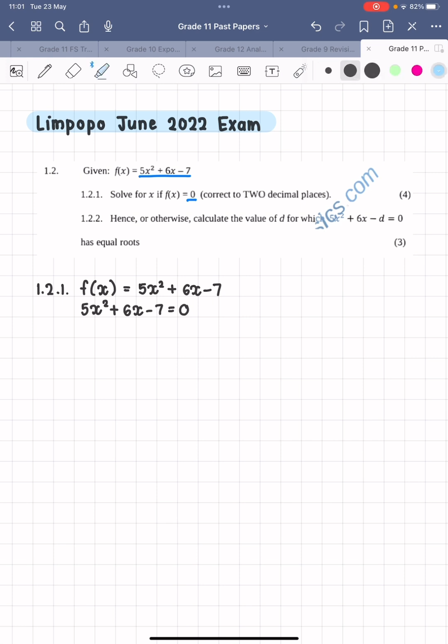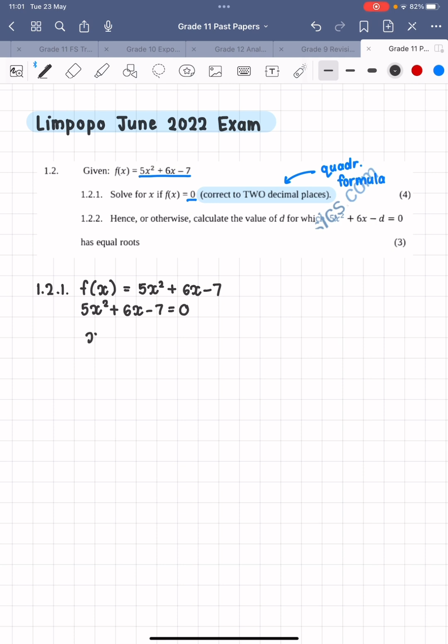Now guys, what they're telling us here by saying that we have to give our answers correct to 2 decimal places, that is a dead giveaway that we are going to have to use the quadratic formula. Whenever we see that in the instructions to a specific question, then we should know immediately that we're going to have to use the quadratic formula.